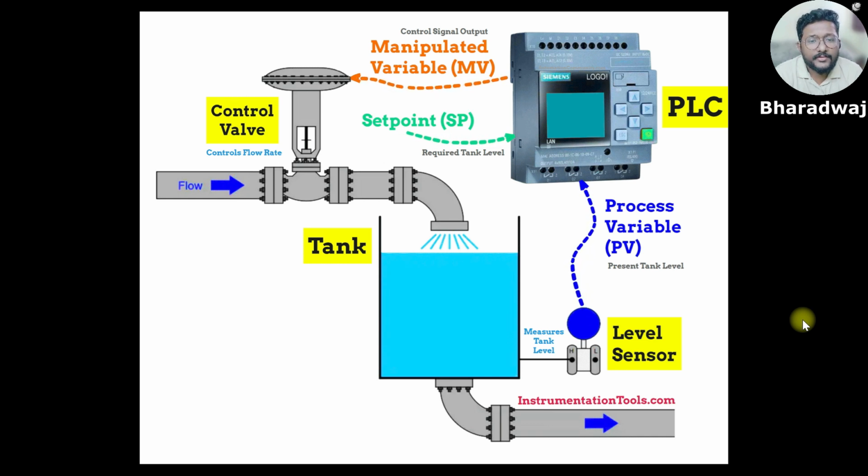In industries, most commonly we use the PID controller, proportional integral derivative controller. If there is any control application like tank level control, flow control, temperature control, pressure control, etc., then you must need a controller in your PLC. This is a soft controller which we use in our programming.